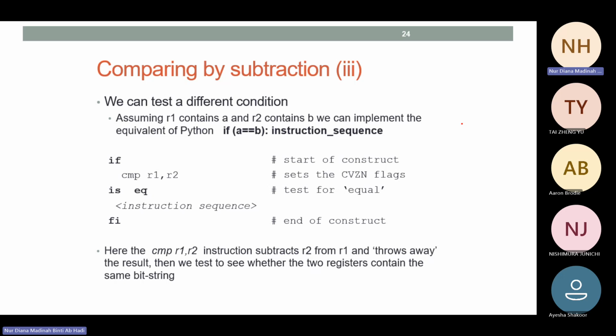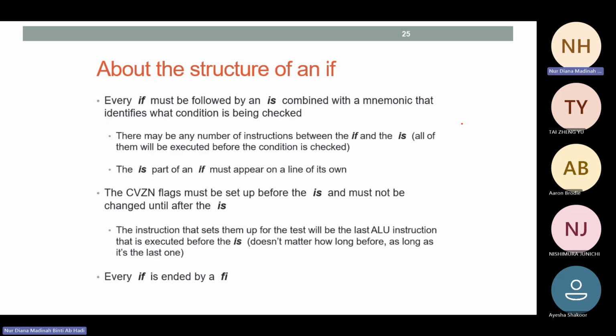Once you throw away your result, we can test to see whether the two registers contain the same bit string or not. Okay? So an if must be followed by an is, combined with a mnemonic that identifies the condition to be checked. There may be any number of instructions between if and is. All of them will be executed before the condition is checked. The if part of an if must appear on a line of its own. It cannot be shared. The flag must be set up before the is and must not be changed until after your is statement.